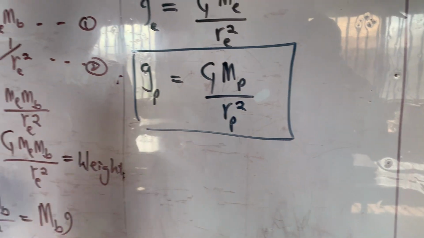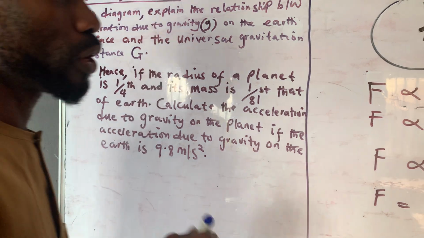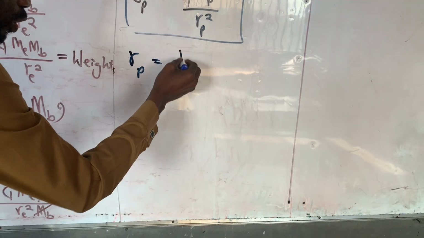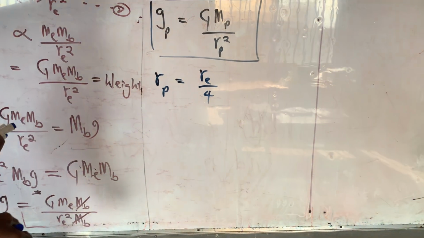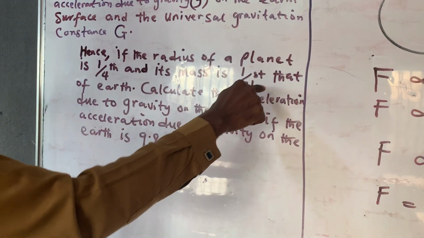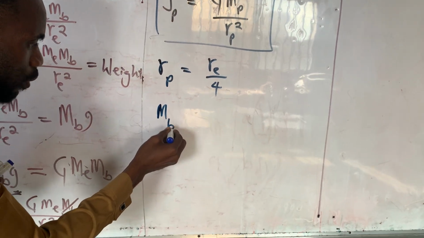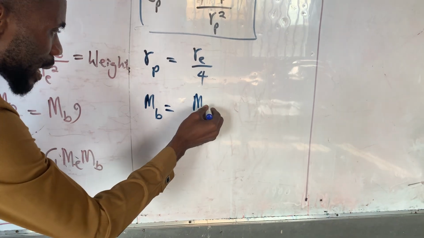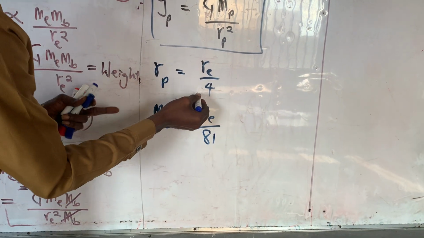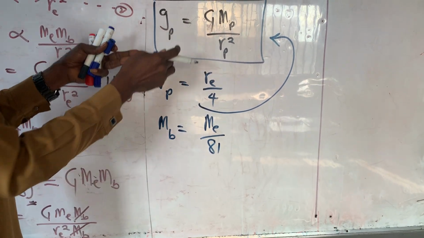If you go back to the question, it said that the radius of the planet is 1/4. So therefore, the radius of the planet is equal to the radius of the Earth divided by 4. It also went ahead to tell us that the mass is 1/81st that of the Earth. So it means that the mass of the planet is equal to the mass of the Earth divided by 81. Now we are going to substitute this into this expression here. To substitute these values into this equation, we have something like this.